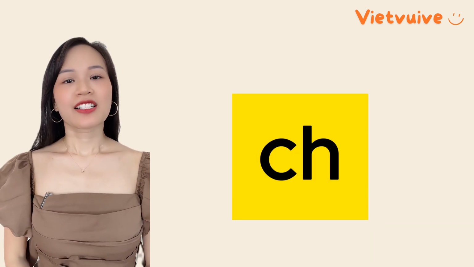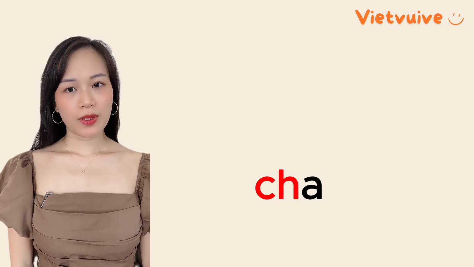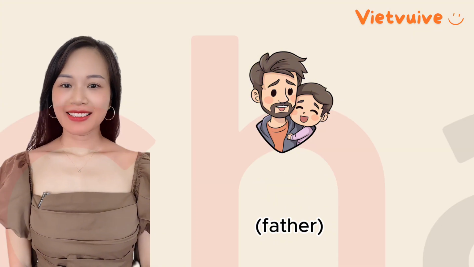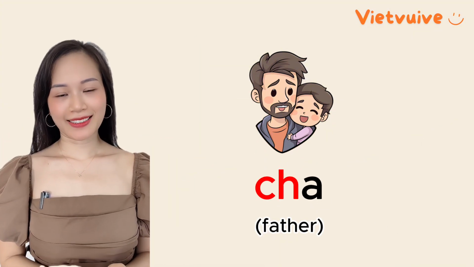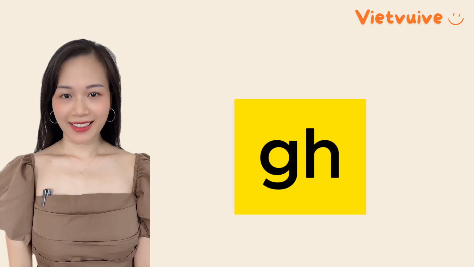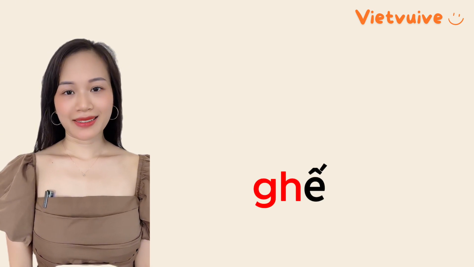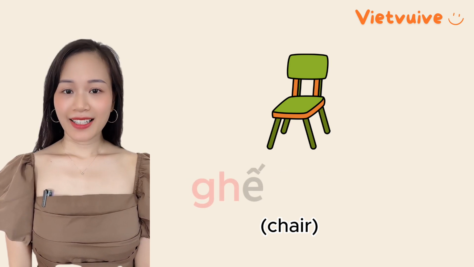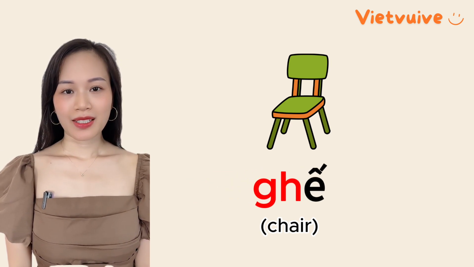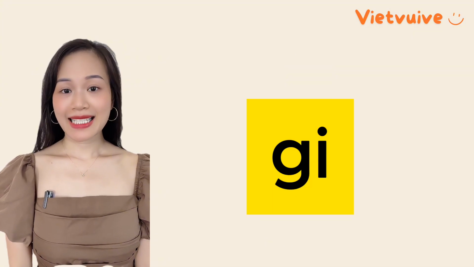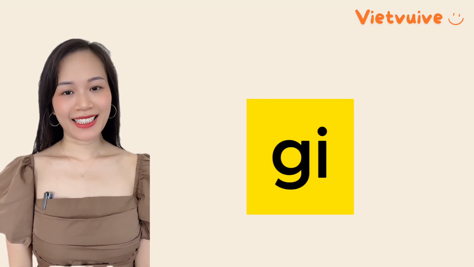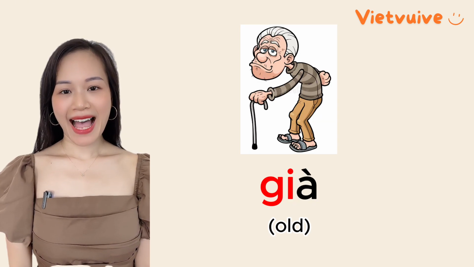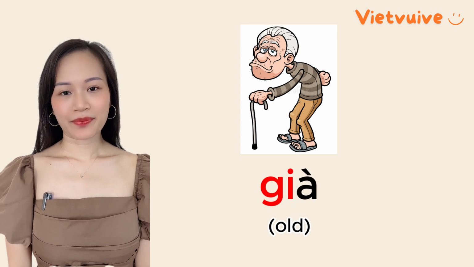Chờ, chờ. This word means father. Cha, cha. The next one is gờ, gờ. This word means chairs. Ghế, ghế. The next one is di, di. This word means old. Già, già.